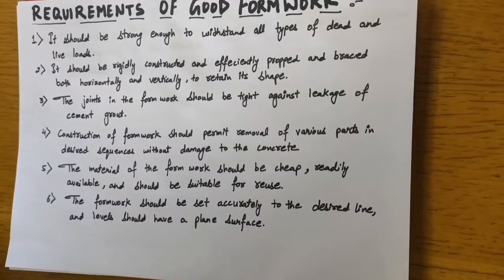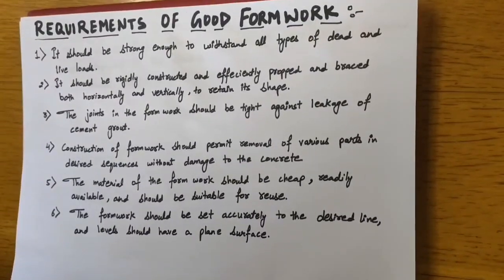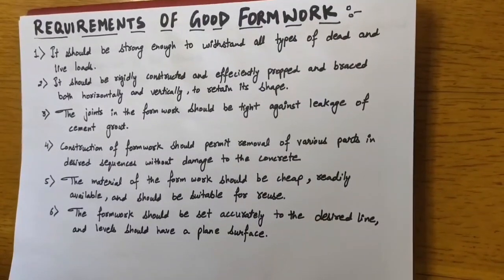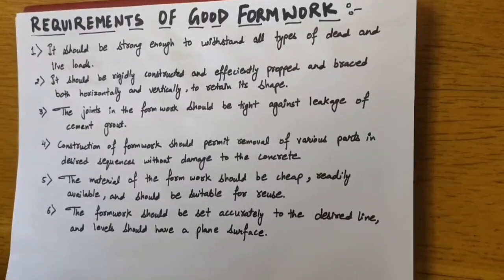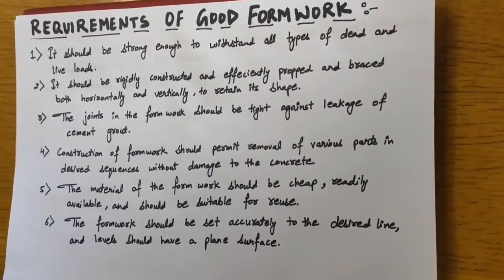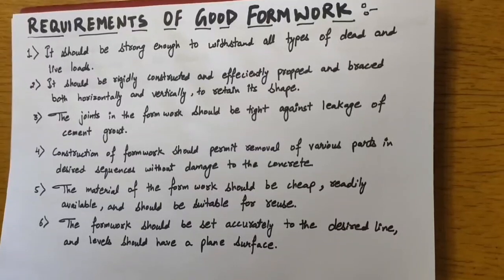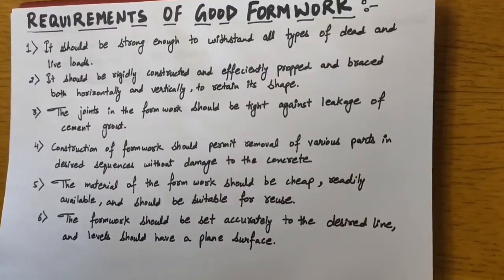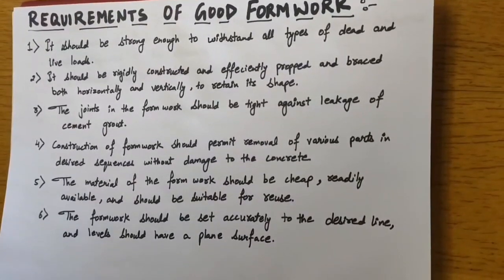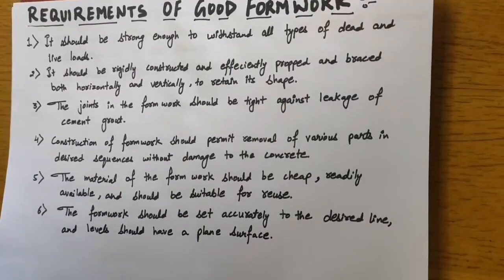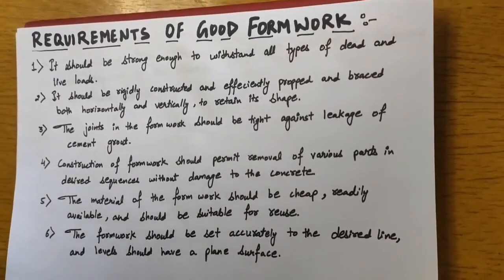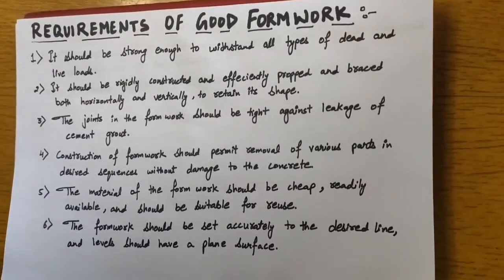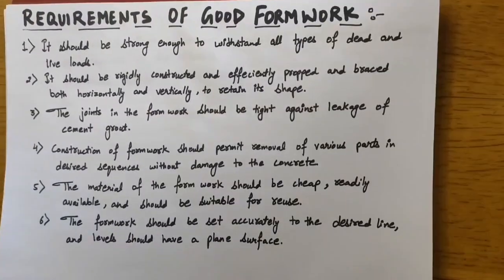It should be rigidly constructed and efficiently propped and braced both horizontally and vertically to retain its shape. So it is very important that the shuttering should be provided with proper horizontal and vertical props and supports so that it does not get deshaped. The shape of the structure is very important.